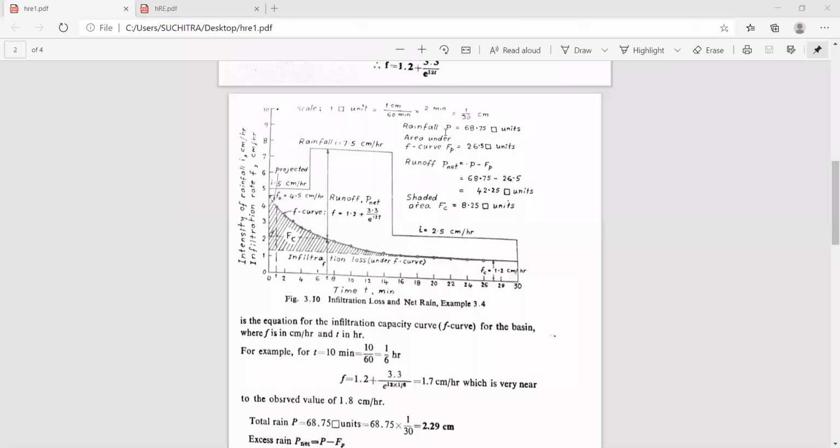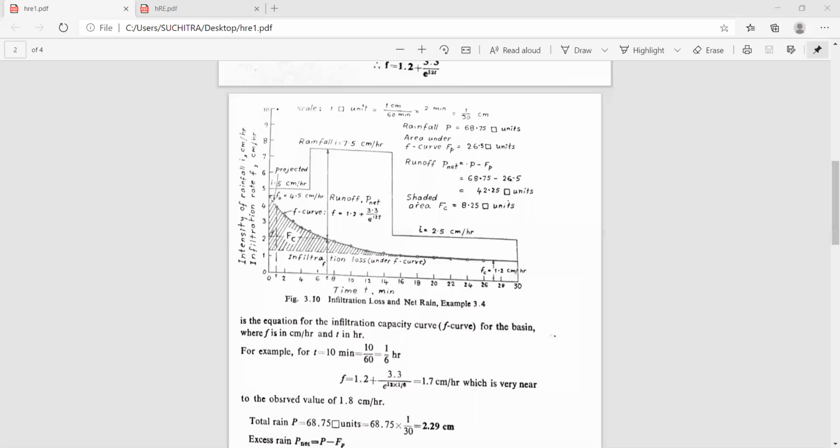Now whatever the rainfall, that is P, that value of P you have to calculate. In order to calculate this, you have to physically count the number of square units above this curve and within this line. If you plot and count correctly, you may get around 68.75 square units. Now you have to calculate the area under the f curve.